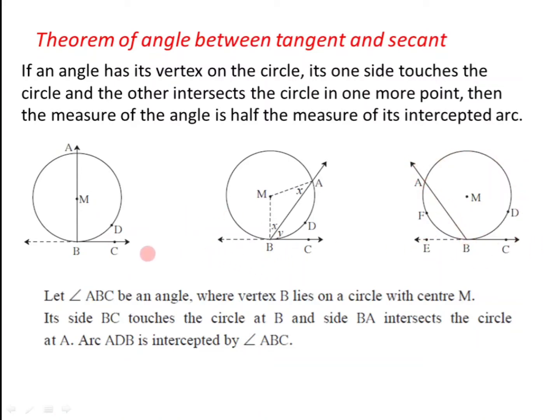Now if this is the case, then the measure of angle ABC must be half of the intercepted arc, as the statement suggests. That means the measure of angle ABC is equal to half of the measure of arc ADB. So this theorem is known as the theorem of angle between tangent and secant, as one side of the angle touches the circle, that's why it is a tangent, and the other side intersects the circle, that's why it is a secant.